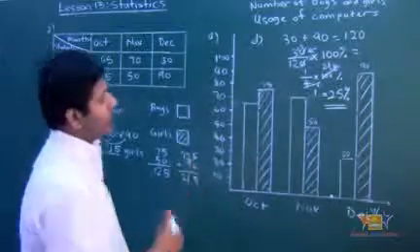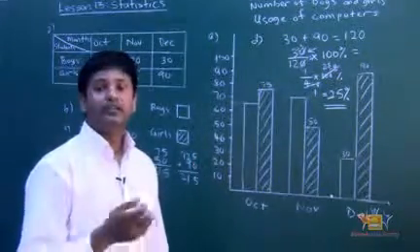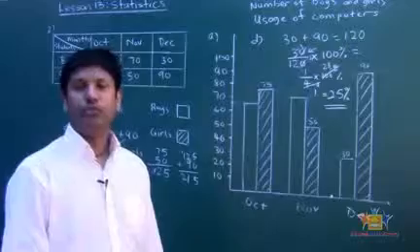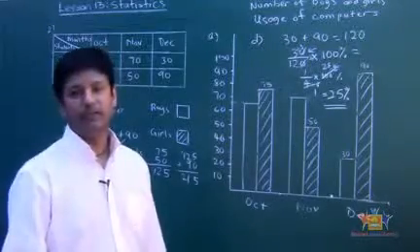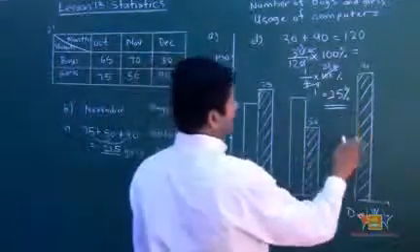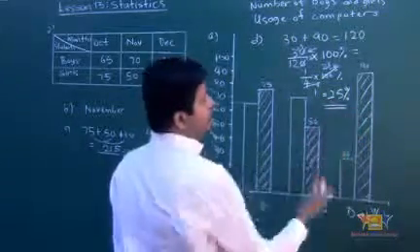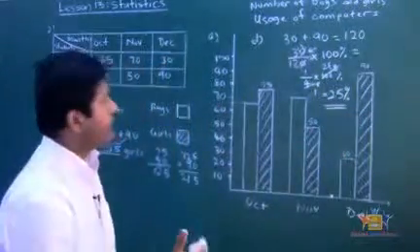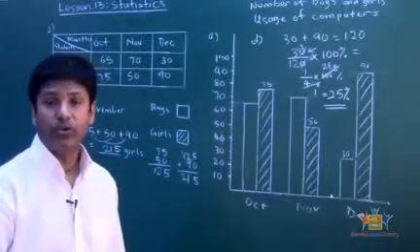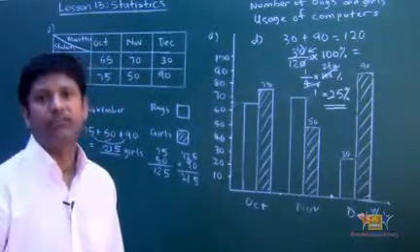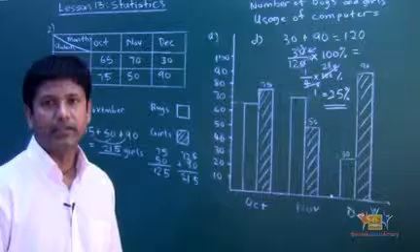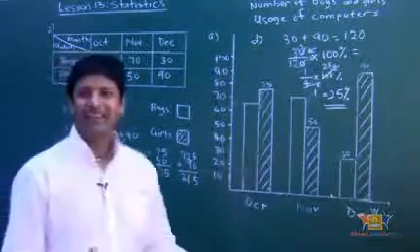Now what if I want to find the percentage for girls? I take 90 over 120 times 100%, which will give me 75%, because 100 minus 25 gives you 75. Even if you do 90 over 120 times 100%, it will give you 75%. All right, good. That's the end of the question.